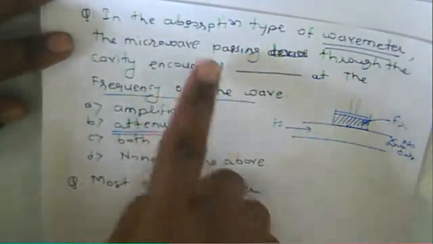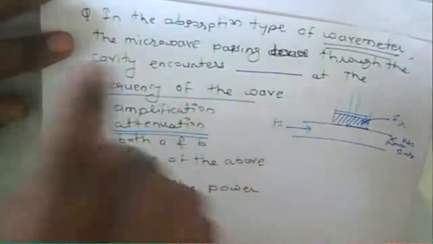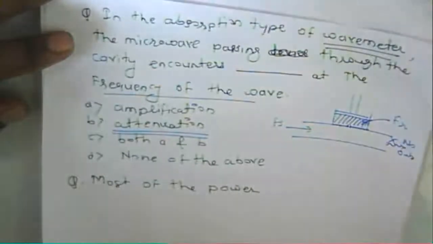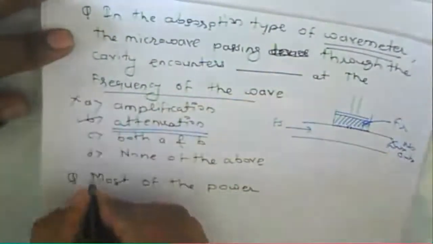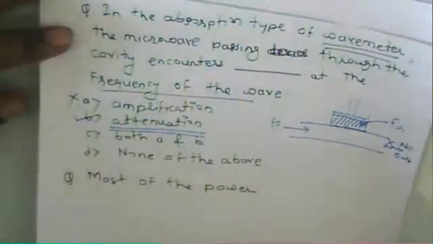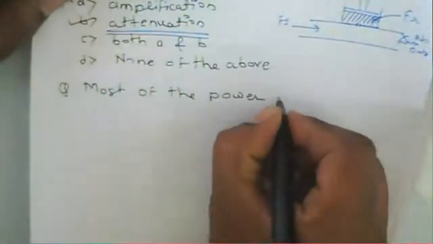That's why the answer is attenuation. The signal gets attenuated. So that is the absorption type of wavemeter. The signal gets absorbed, so your signal gets attenuated. So the answer for this is attenuation. Amplification does not take place. Okay, so that's the answer.